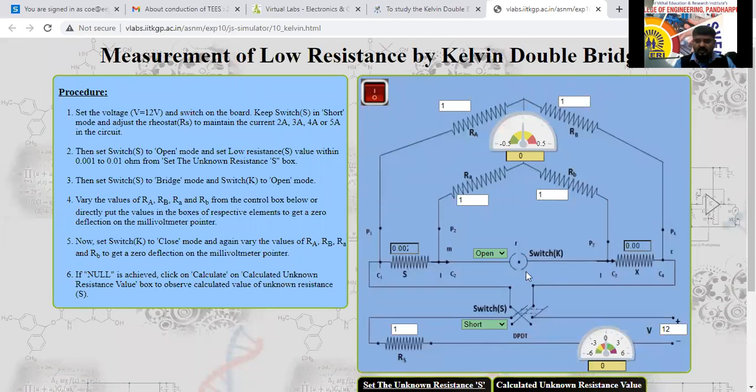To get the unknown resistance, we have connected the patch connection here. If it is open, this part is opened, there is no short circuit here. At that time, what will happen? The current will flow like this. In that situation, these two resistances are in series. These two will be in series. So the bridge will act as a Wheatstone bridge.